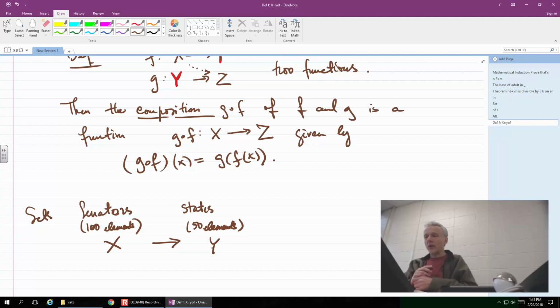Okay, so before we move on to compositions, is it one-to-one or onto? One or the other? Which one? It's onto, but not one-to-one, because there are two every time.